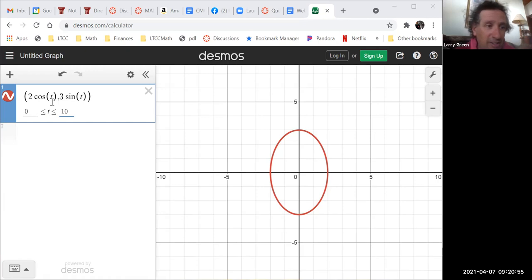Because if you look at 2 cosine t and 3 sine t, those have wonderful derivatives, right? Derivative of 2 cosine t is negative 2 sine t. The derivative of 3 sine t is 3 cosine t. There's no problem with them, right? They're as smooth as you can ever get. But at this point right here on the right, there is no slope of a tangent line.